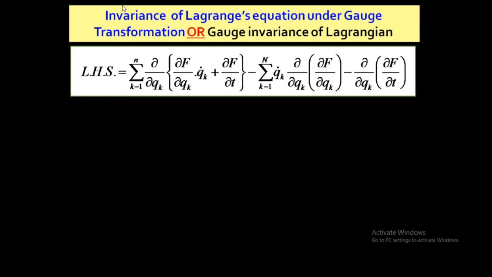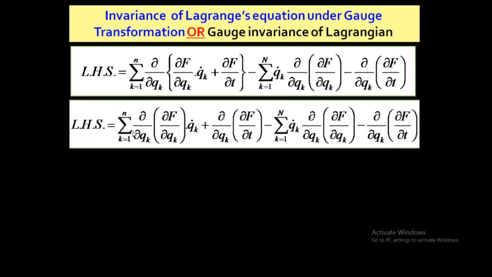So what is a here? Del f by del qk into qk dot is a, and del f by del t is b. So the derivative of a plus b is the derivative of a plus the derivative of b. So this is the derivative del by del qk, and I am separating the bracket. After separating I will get summation over k del by del qk of del f by del qk into qk dot, this is the first term, plus del by del qk of del f by del t, this is the second term. So this derivative is over the first term and this derivative is over the second term.